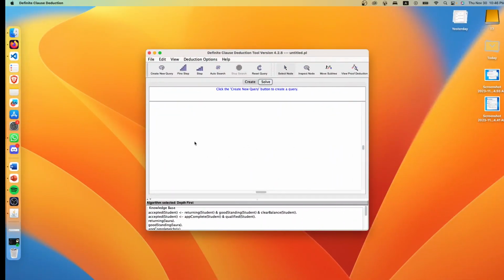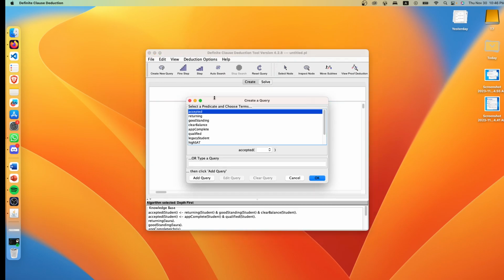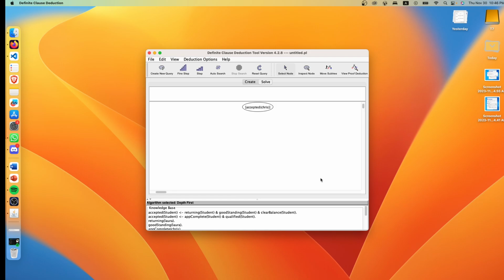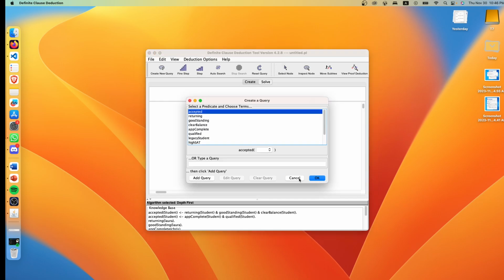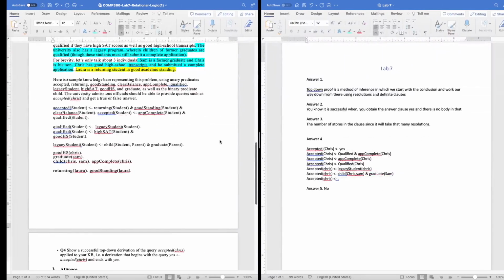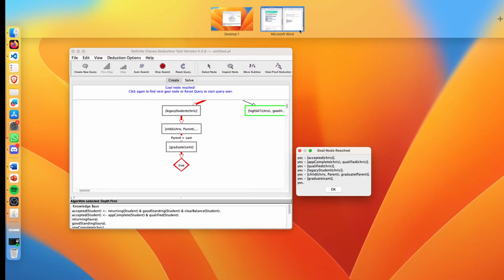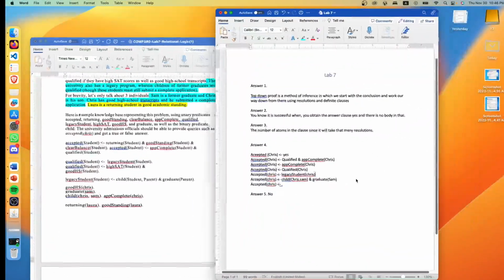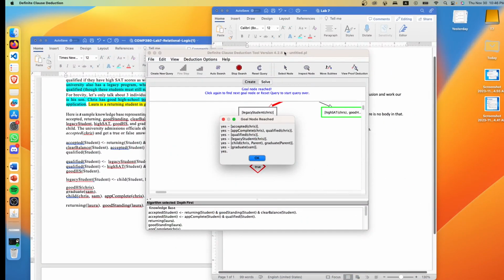So if we go in the AI lab and solve the query accepted Chris and auto run it, as you can see it is very similar to the one we have created ourselves, so our logic was correct.